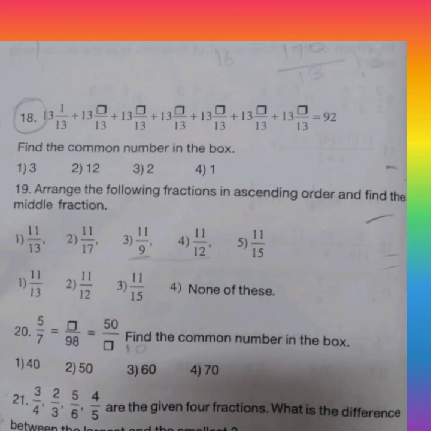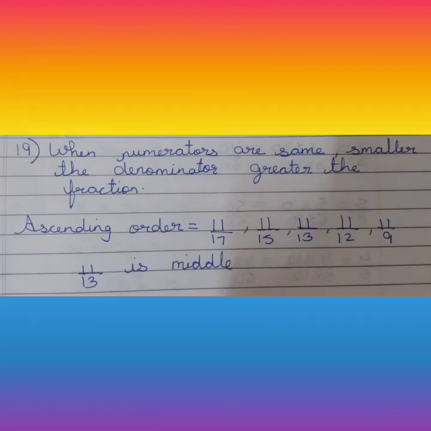Now in this question, arrange the following fractions in ascending order and find the middle fraction. Here all the numerators are same, and we know the method. When numerators are same, greater the denominator, smaller the fraction. So here 9, in the denominator part 9, it is the smallest denominator. So 11 by 9, it will be the greatest fraction. In 11 by 17, 17 is the greatest denominator. So 11 by 17, it is the smallest fraction. So the ascending order will be 11 by 17, 11 by 15, 11 by 13, 11 by 12 and 11 by 9. So in this 11 by 13 will be the middle one.